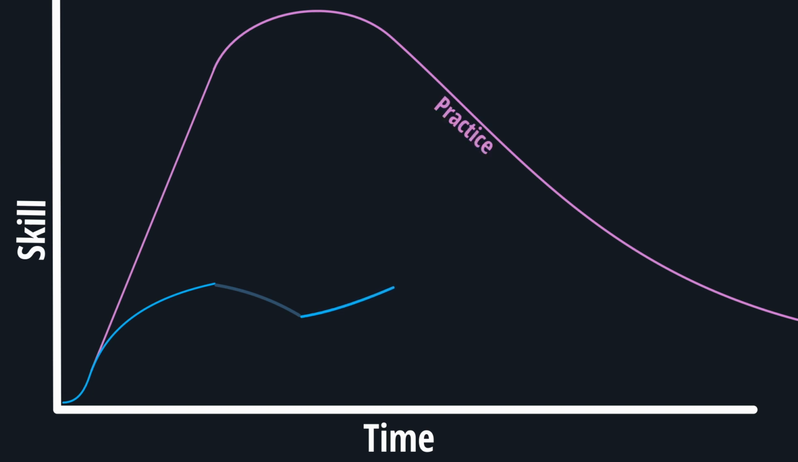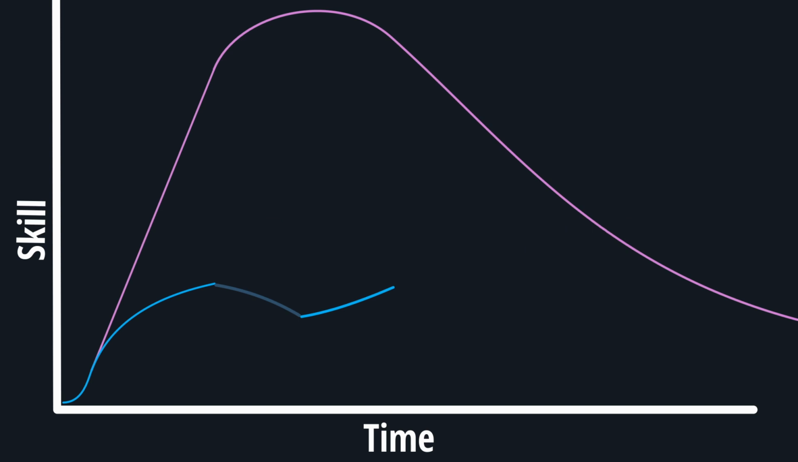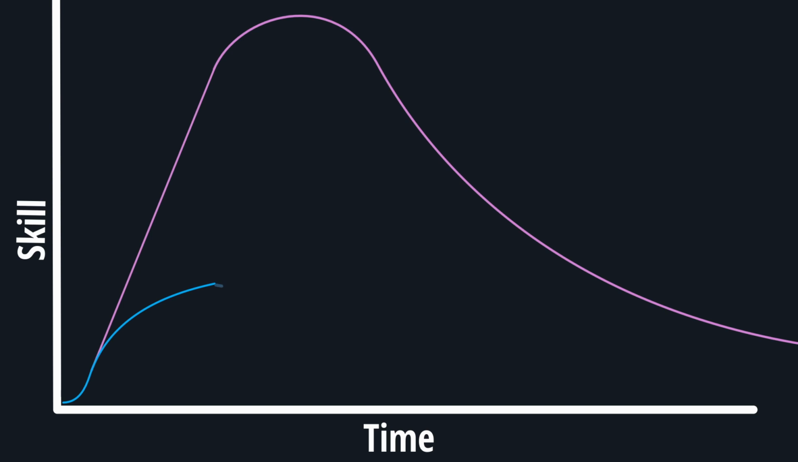So basically, practice acts upon the potential skill slope, but there's a delay which causes the curved appearance, and that's why the potential skill slope affects the immediate skill slope in the opposite way. For example, if our break was super short, the potential skill would not have enough time to decrease fully, which means when we start practicing, our immediate skill improvement rate would be only slightly increased for a short period of time, then quickly resemble the previous power law of practice.